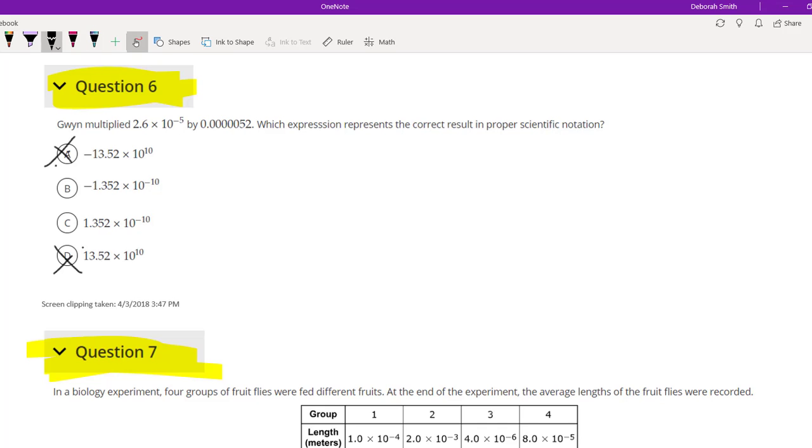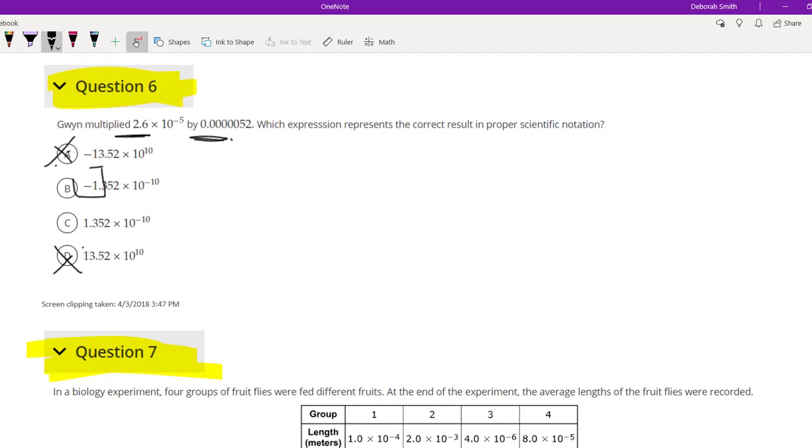The other thing that I have to say is this number is positive and this number is positive. And never ever will you get a negative if you multiply a positive by a positive. So I'm going to go out on a limb here and say that it's probably C. But I'm going to put it in my calculator just to make sure.